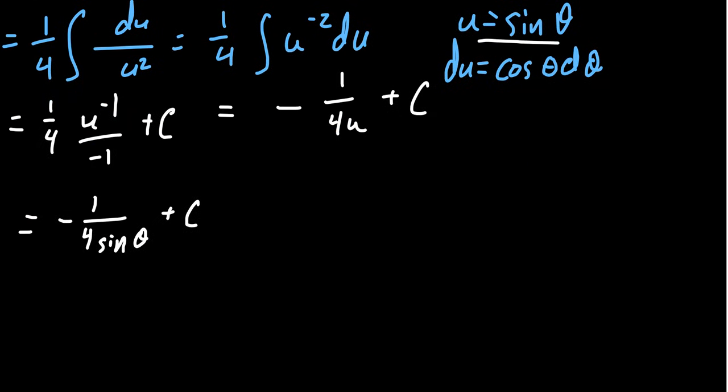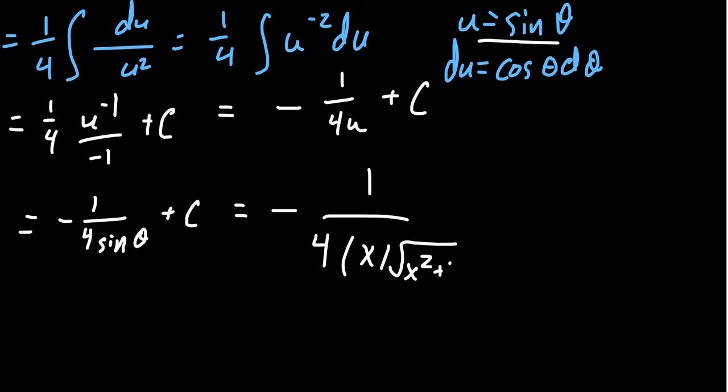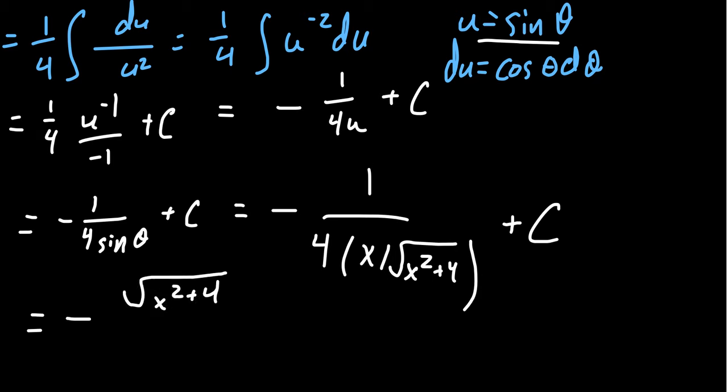So with the sine substitution, we get negative 1 over 4 times x over the square root of x squared plus 4. Now, I'm not a big fan of having fractions inside of fractions. So if we reciprocate this, we end up with negative the square root of x squared plus 4 over 4x plus a constant. And this then gives us the antiderivative we were looking for.